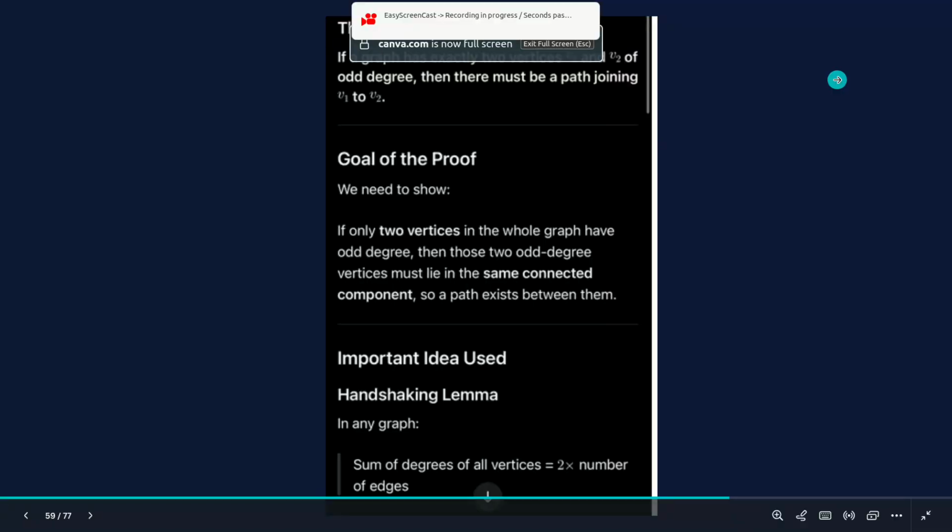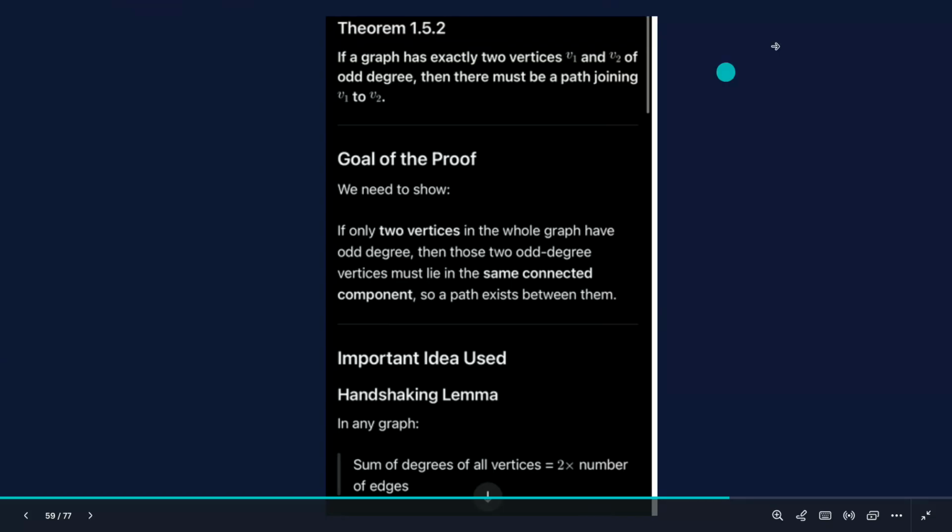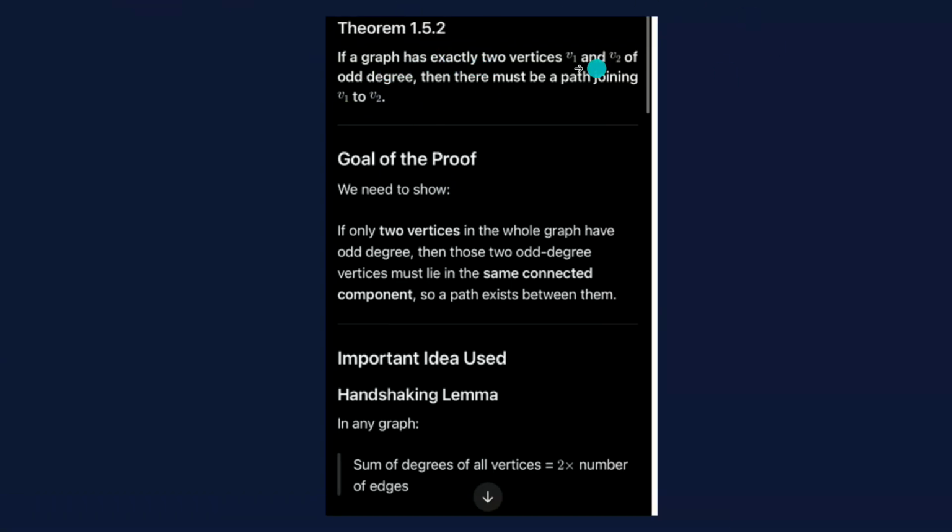Okay, now we're going to discuss in detail the theorems in module 1. The theorem here is that if a graph has exactly two vertices v1 and v2 of odd degree, then there must be a path joining v1 to v2.